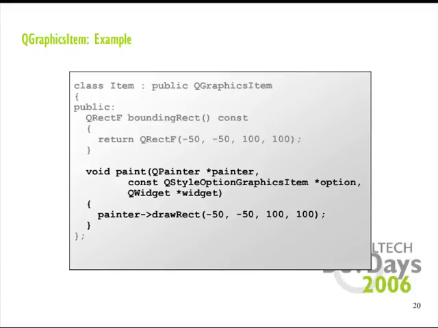Thank you. And then we pass it a QStyleOptionGraphicsItem, which is an option that contains the state of this item. Is it hovered? Is it selected? Is the mouse being clicked? All the kinds of things you would need to decide how to render this. Even the level of detail is in that style option. And then I just call painter drawRect.